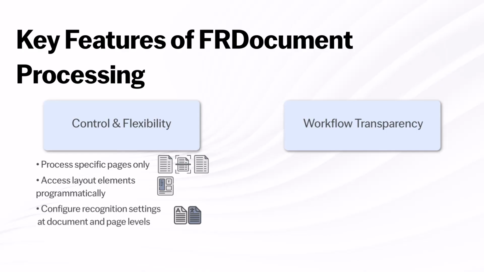FRDocument also allows developers to configure recognition settings at different levels. Some settings can be applied to the entire document, while others can be adjusted for individual pages. This means you can define general parameters once and then fine-tune them for specific pages when needed, for example, if pages differ in language, quality, or layout. In addition, FRDocument enables developers to verify and post-process recognition results programmatically, for example, by applying custom code after recognition to review, correct, or enhance the output.